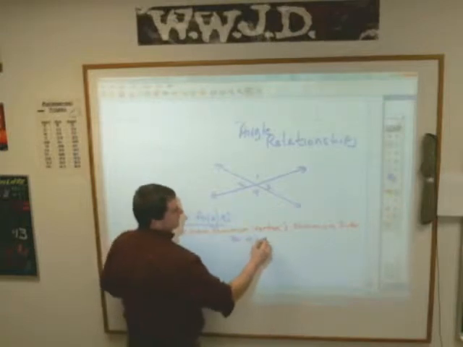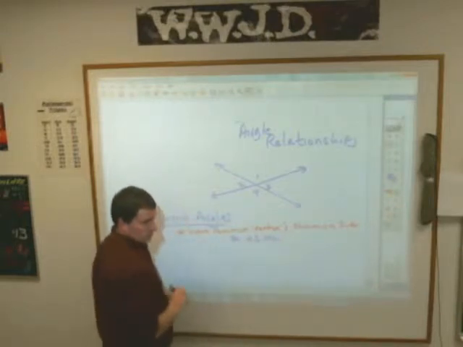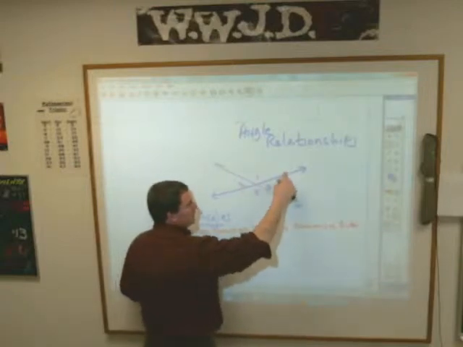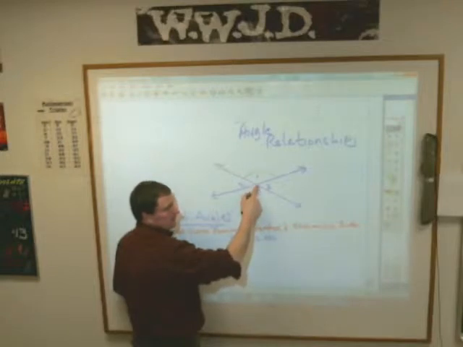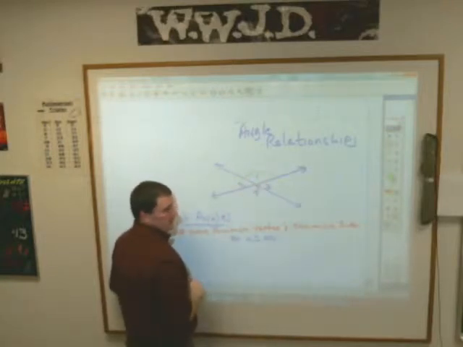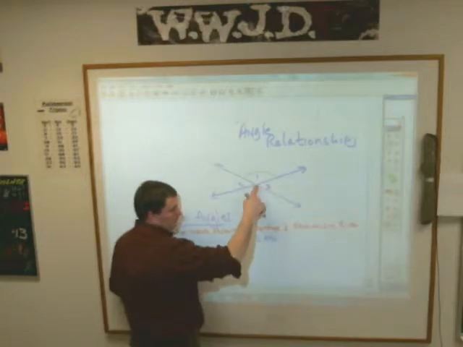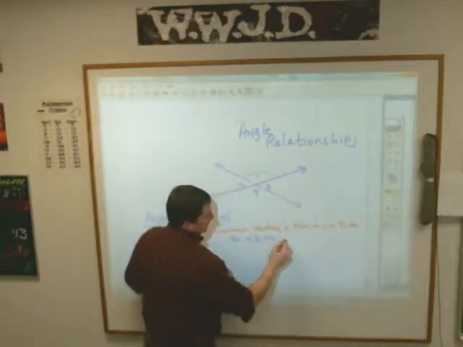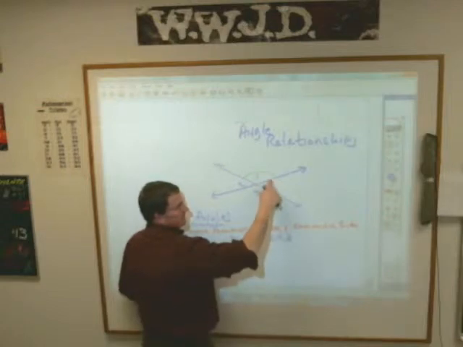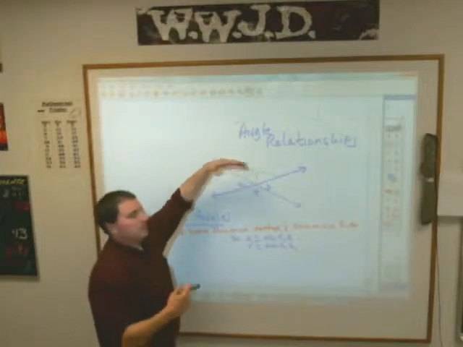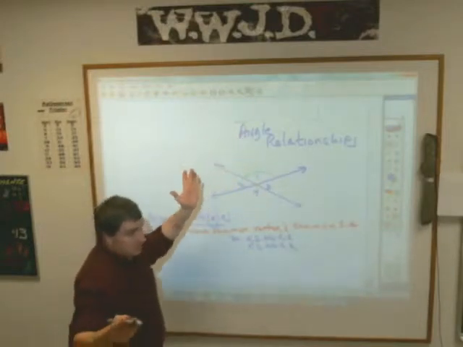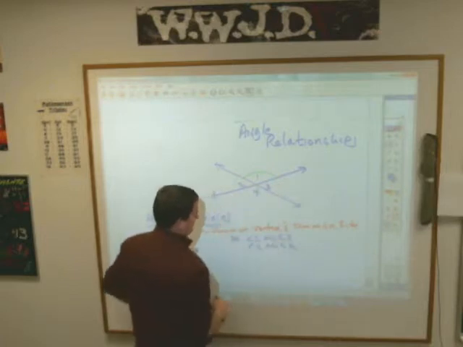Here's angle 1. Angle 1 shares a side and a vertex with angle 3 would be one answer, because this side is shared with angle 1 and angle 3. And angle 1 is also adjacent to angle 2. They're really just right next to each other. That's all it means. They have the same side, they're adjacent.